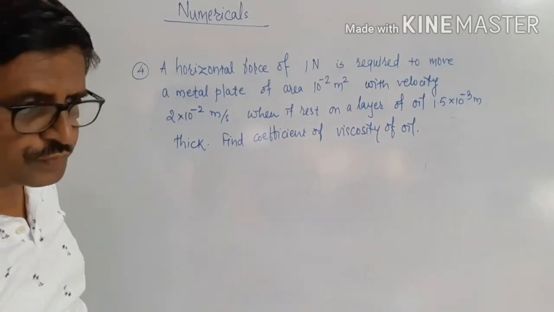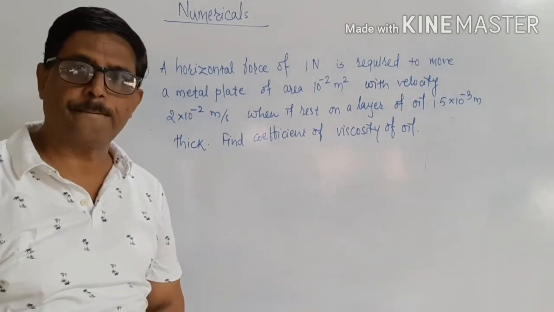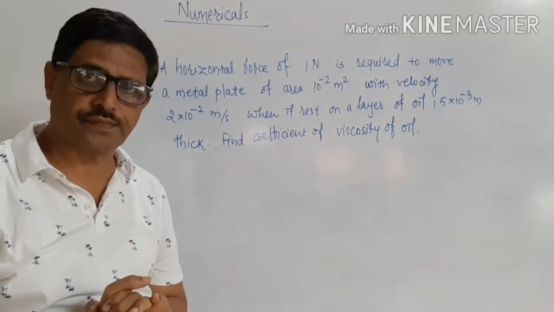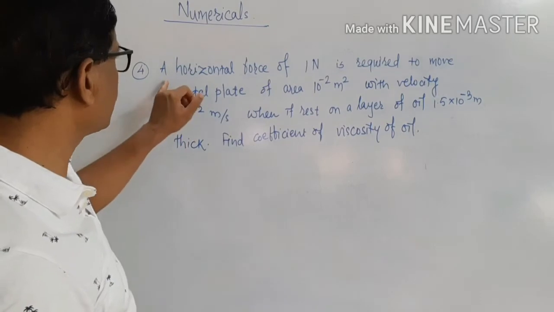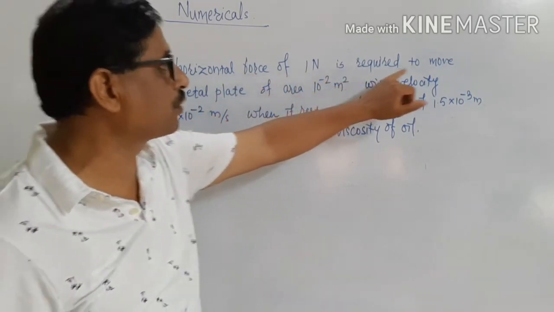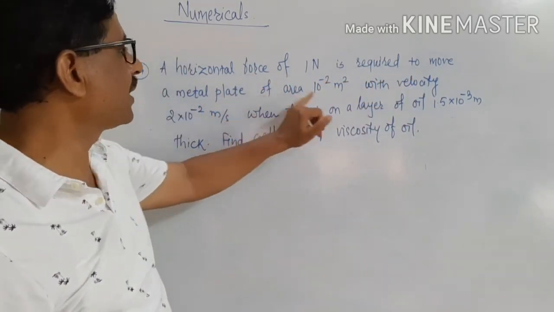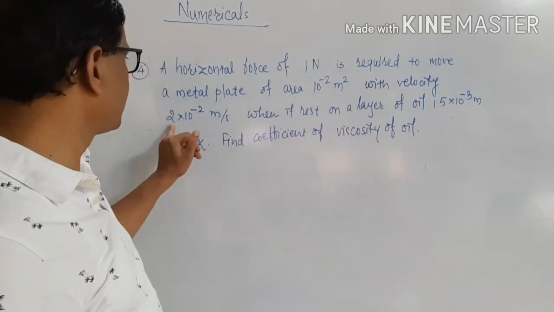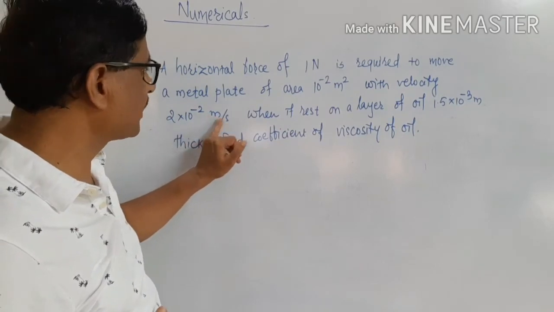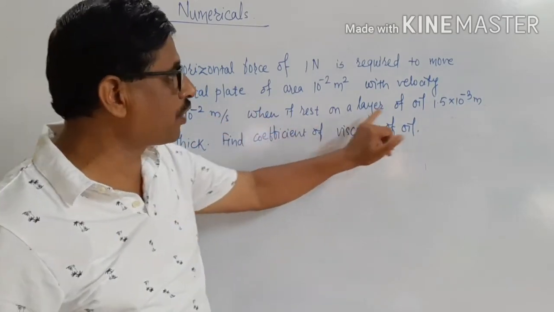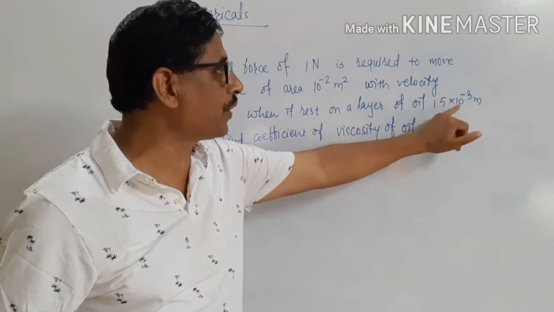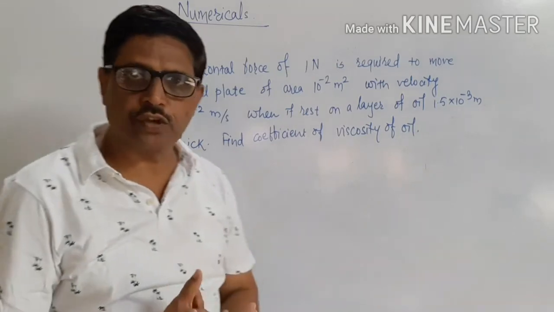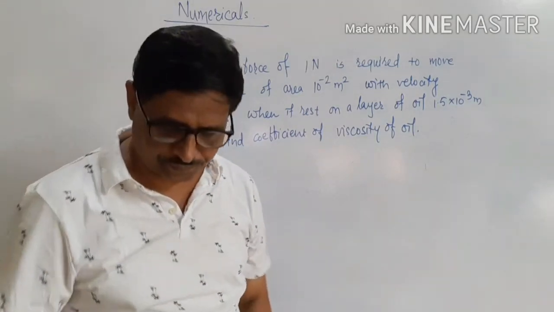Here is the problem which is based on Newton's formula for viscosity, viscous force. The problem is: a horizontal force of 1 Newton is required to move a metal plate of area 10 to the power minus 2 meters square with a velocity of 2 into 10 to the power minus 2 meter per second, when it rests on a layer of oil 1.5 into 10 to the power minus 3 meter thick. Find the coefficient of viscosity. This is the problem.